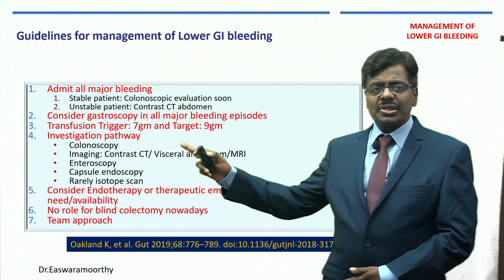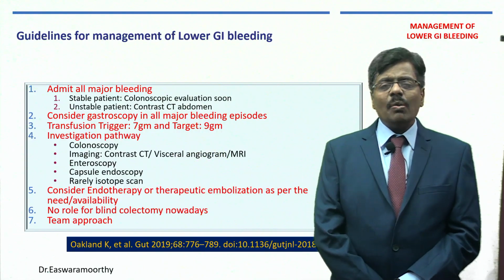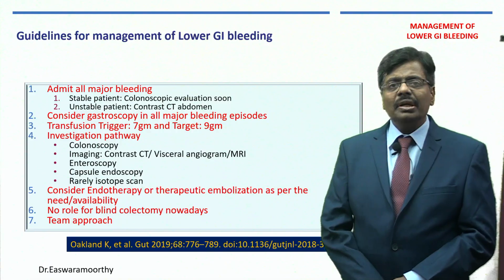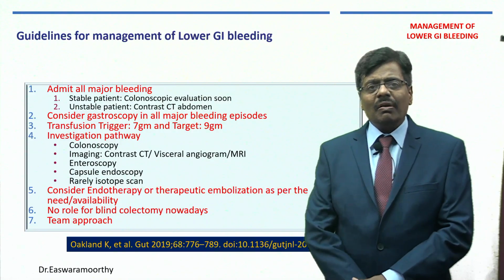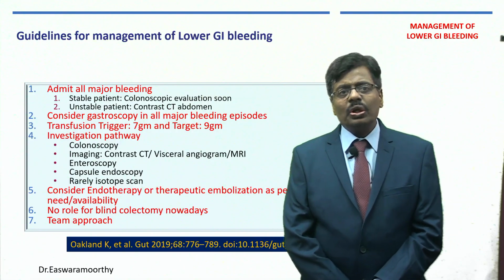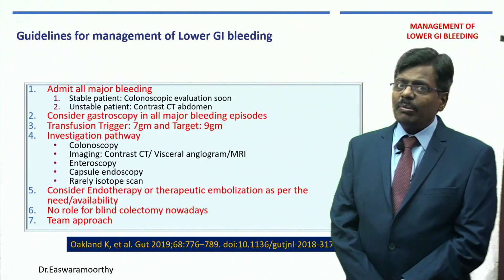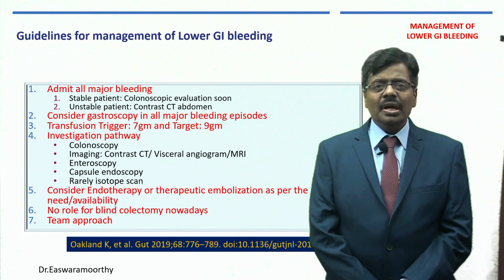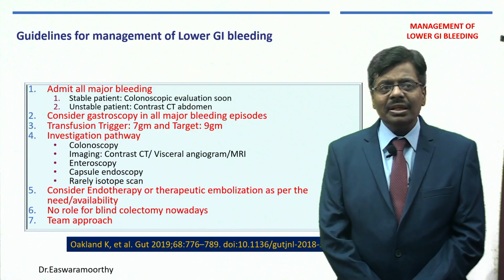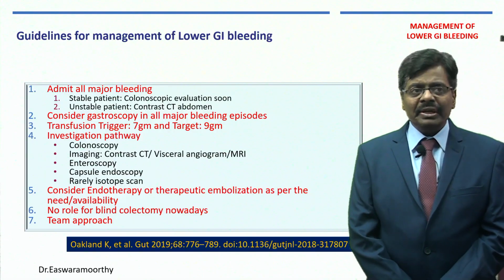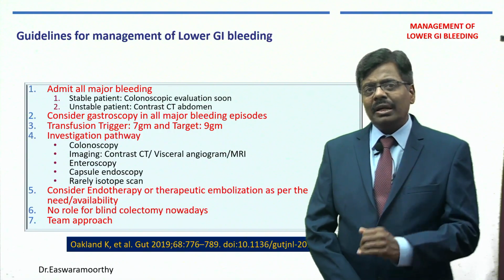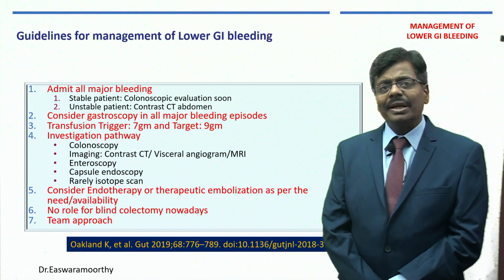And these are the investigations we are going to enumerate apart from endoscopy and colonoscopy: imaging starting from a contrast CT, visceral angiogram in selected cases, even MRI for inflammatory bowel disease. Enteroscopy is now increasingly used, capsule endoscopy has found its place, but isotope scan, especially in our country, is seldom used.